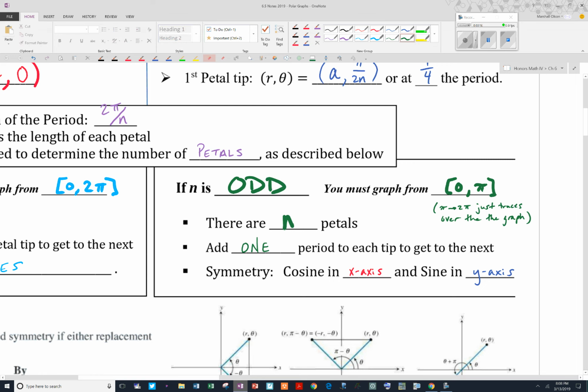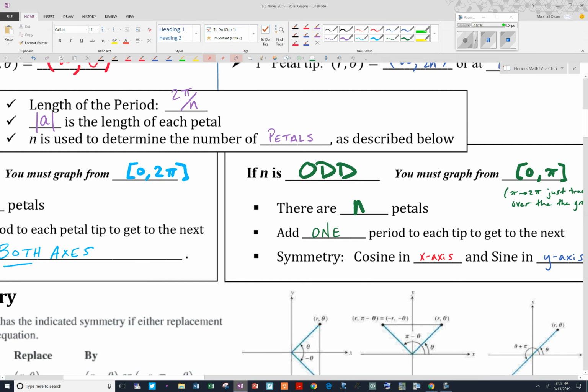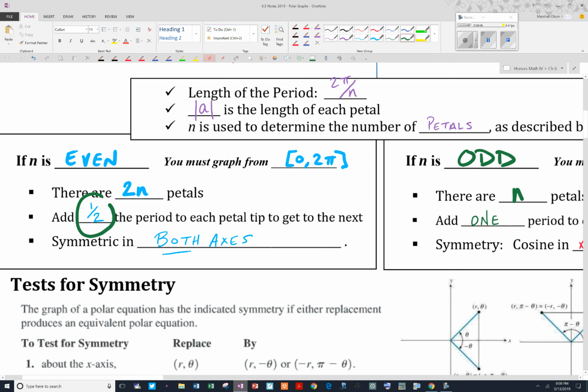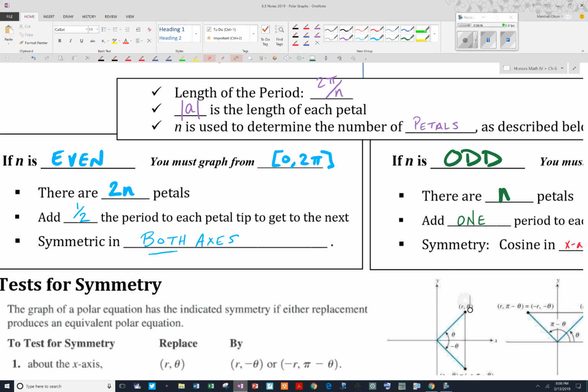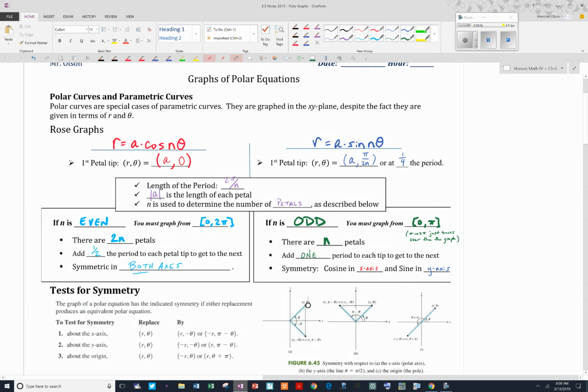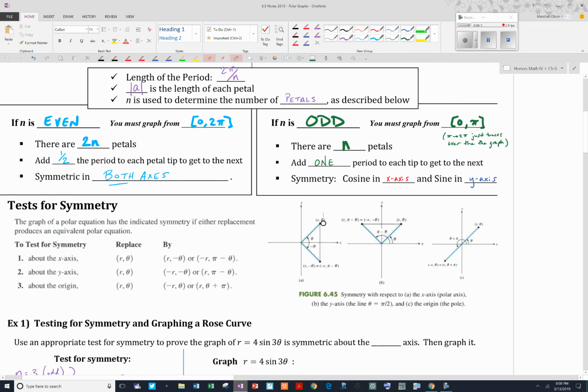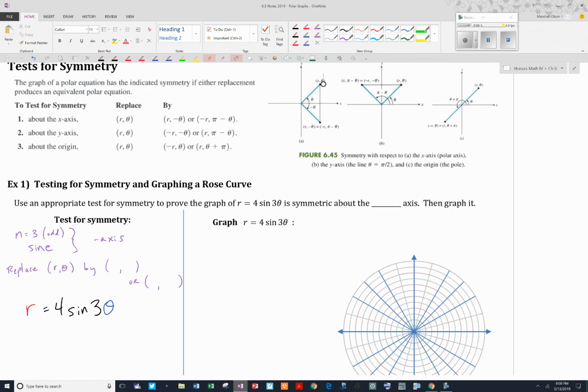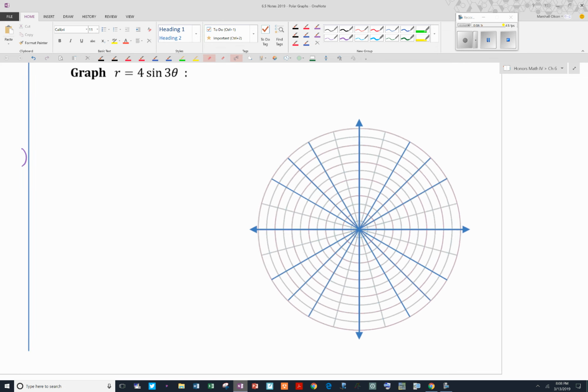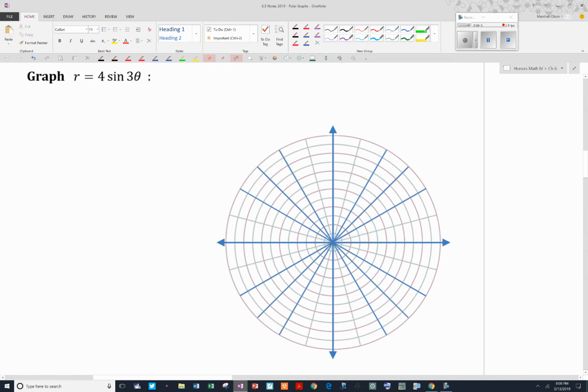To get from one petal tip to the next, we have to add one whole period, unlike this one where we said we had a half period. That's because we had more petals if it was even, so we added less to get from one petal to the next. For the odd, we had a full period. And then the odd functions are symmetric in the x-axis for cosine, and the y-axis for sine. All right, so what we're going to do first is some of the symmetry stuff in the next video. Right now, I just want to graph some of these polar graphs.